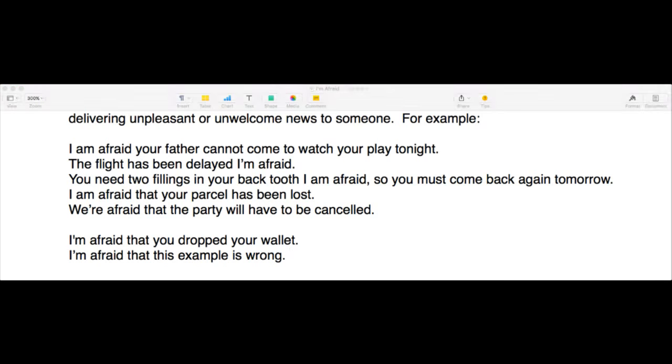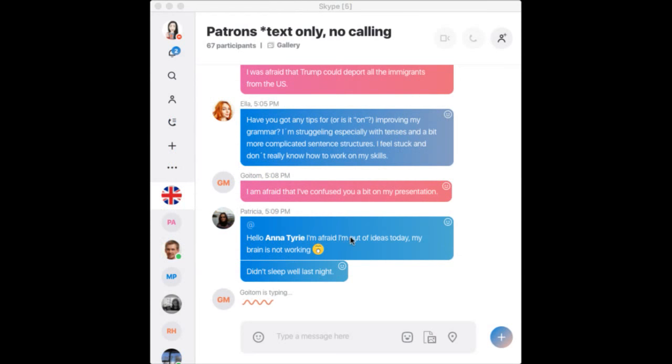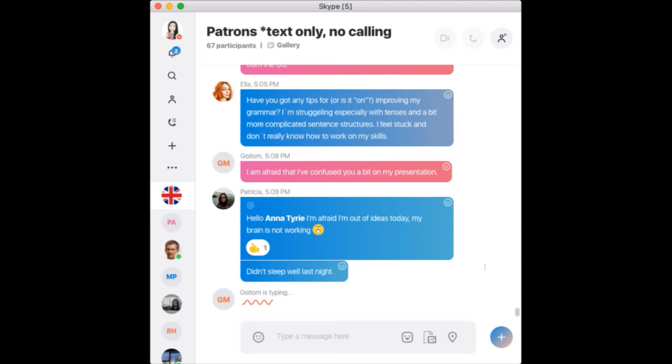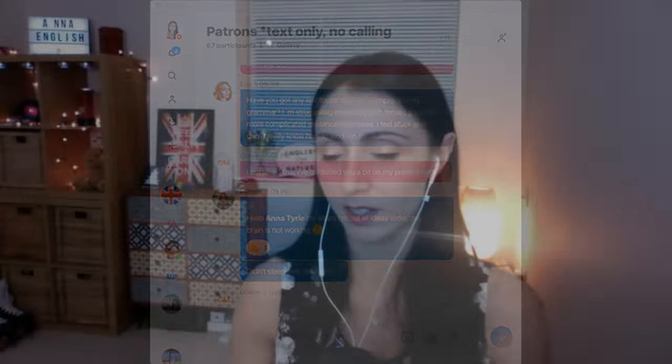Okay, so here we go in the patron room. Hello, Anna. "I'm afraid I'm out of ideas today. My brain is not working." Don't worry, Patricia. That was very good. Well done. Going to give that a thumbs up. "I didn't sleep well last night." Oh, I am sorry about that. Sleep is very important, and I know how bad it can be when you don't get a good night's sleep. Something I struggle with all the time.